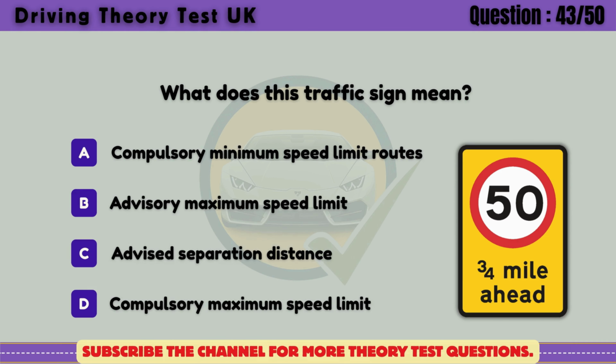Question 43. What does this traffic sign mean? Option A. Compulsory minimum speed limit routes. B. Advisory maximum speed limit. C. Advised separation distance. D. Compulsory maximum speed limit.